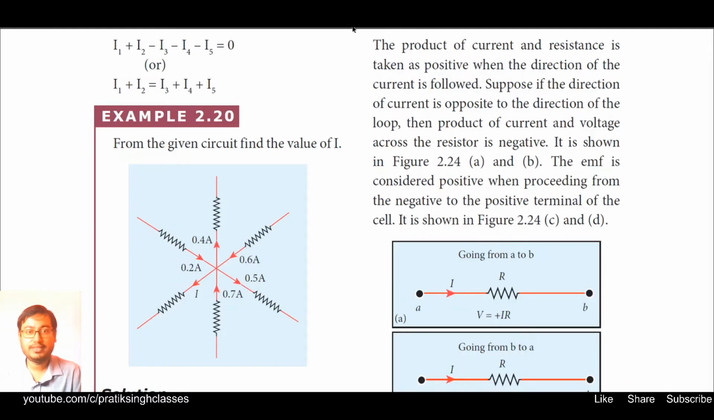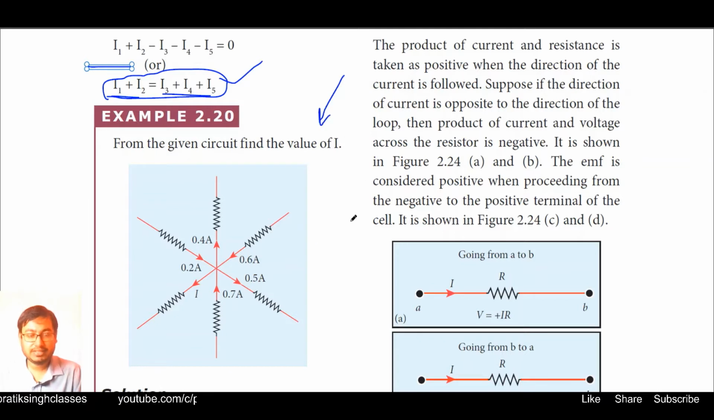As we said earlier in the previous slide, the total current at the junction, that is I1 plus I2 minus I3 minus I4 minus I5 is equal to 0, or I1 plus I2 is equal to I3 plus I4 plus I5. So the left side is the total incoming current and the right hand side is the total outgoing current. An example is given here, example 2.20. Let us try to understand the given theory based on this example.